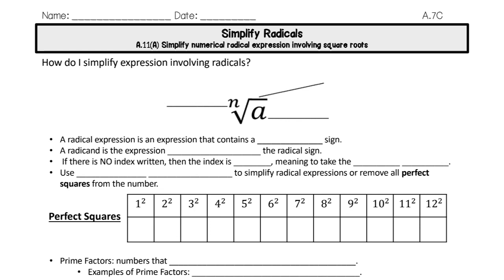All right, so today we're looking at simplifying radicals. Before we get into it, we're just going to identify different parts of this expression here. This sign right here, you've probably seen it before, that is our radical sign. What's underneath the radical is what we call the radicand.